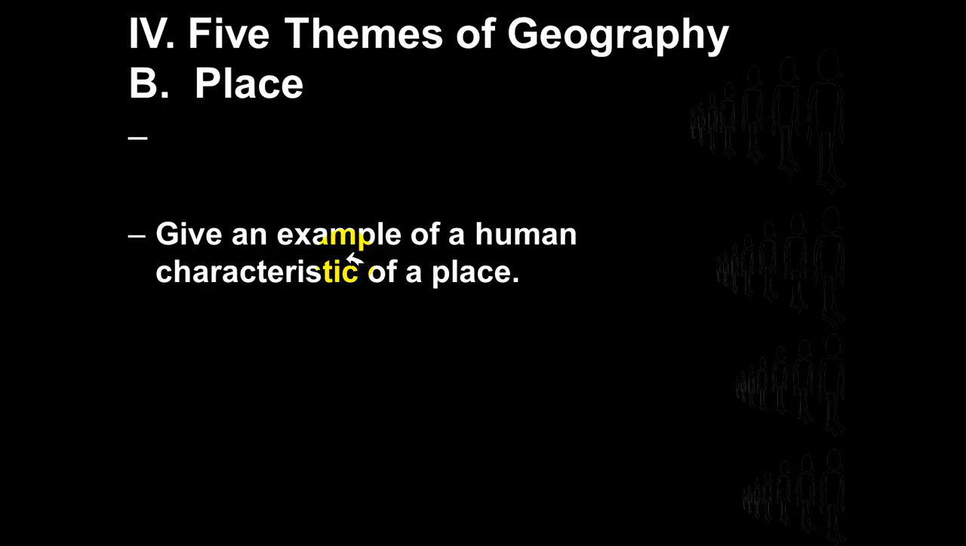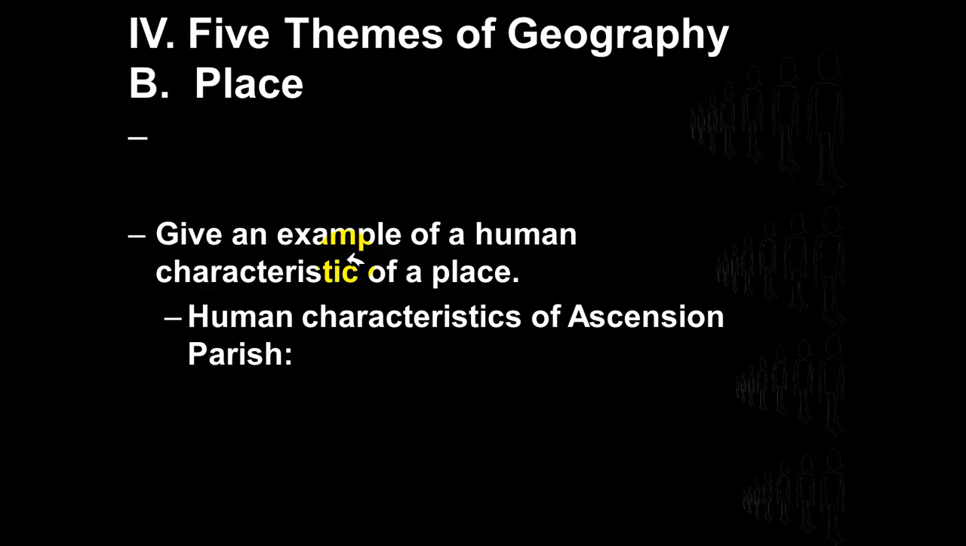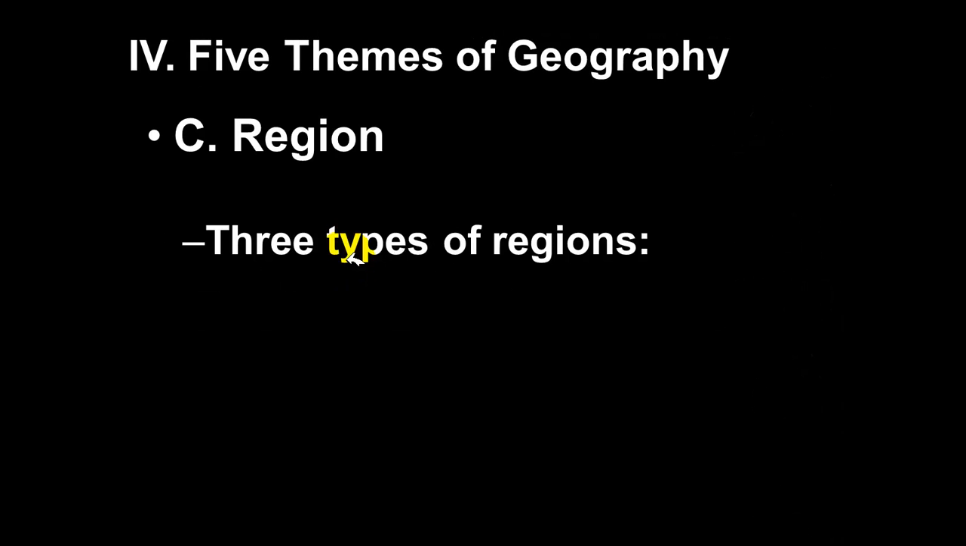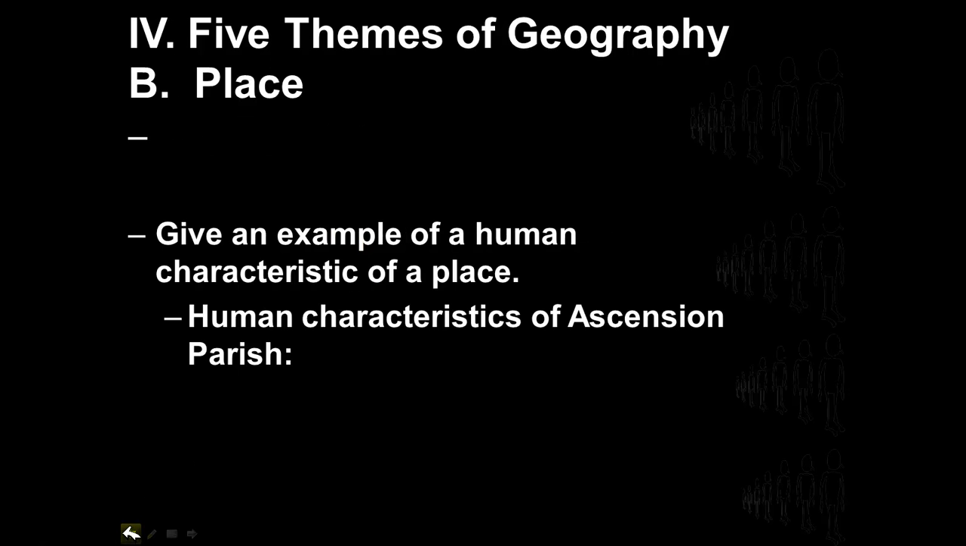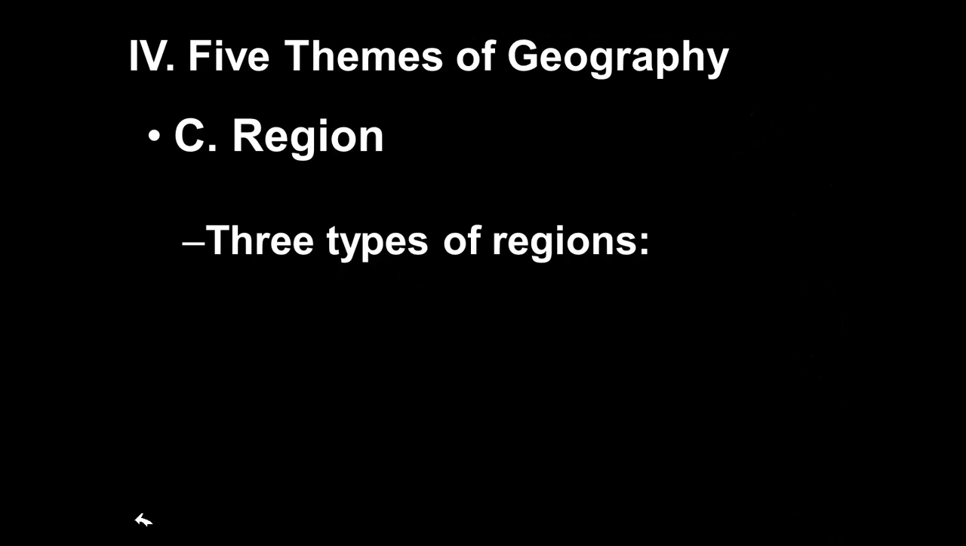And giving examples of some human characteristics of a place, we can talk about the human characteristics of Ascension Parish. Let's do this. Our religion is Christian. We have a strong Catholic influence. Our language is English. We have a strong French influence. The government is a democracy, and our economy in this area is based a lot on the petroleum industry. All of those go into defining the place that is Ascension Parish.